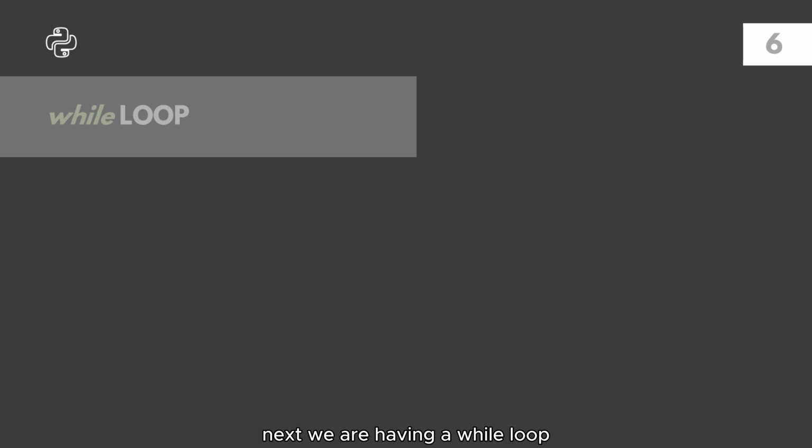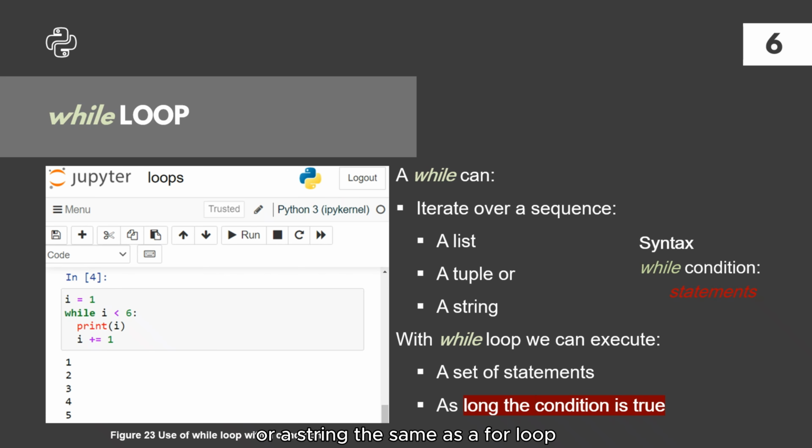Next, we have the while loop. A while loop can also be used for iterating over a sequence that is either a list, a tuple, or a string, the same as a for loop. In contrast, we can execute a set of statements using a while loop as long as the condition is true. If the condition is false, the loop stops. In reference to the syntax, the loop starts with the keyword while followed by a given condition ending with a colon. After the colon, the body of the while loop contains the statements to be executed as long as the condition remains true.